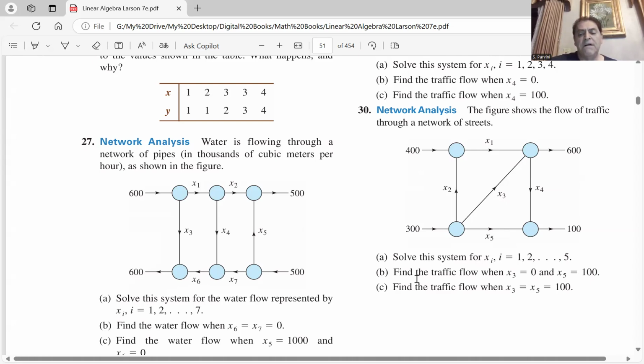And then in part B, find the traffic flow when x sub 3 is 0 and x sub 5 is 100. These are just plain what-if games. What if no car is going from here to there? This is a road that's not used often. So x sub 3 is 0 and x sub 5 is 100. So 300 comes in, 100 leaves this way, and x sub 3, 0, goes that way. That should help us find x sub 2, and then once we have x sub 2, we can solve this system.